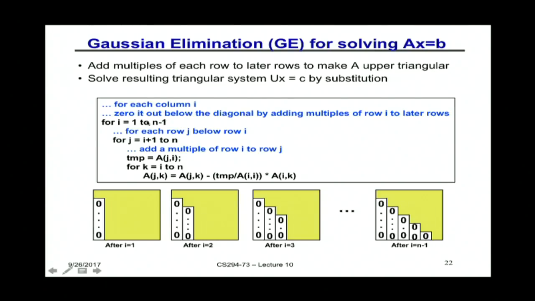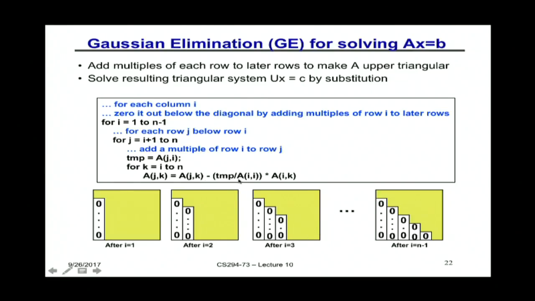So at the outer loop, it's looping for each column i, and then the next loop is for each row j below row i. For example, if currently I'm at row i here, then I look at all the rows below this ith row, okay? And the innermost one is from i to n, where I need to do the update of the jk entry, which is corresponding to this part. I need to do the update.